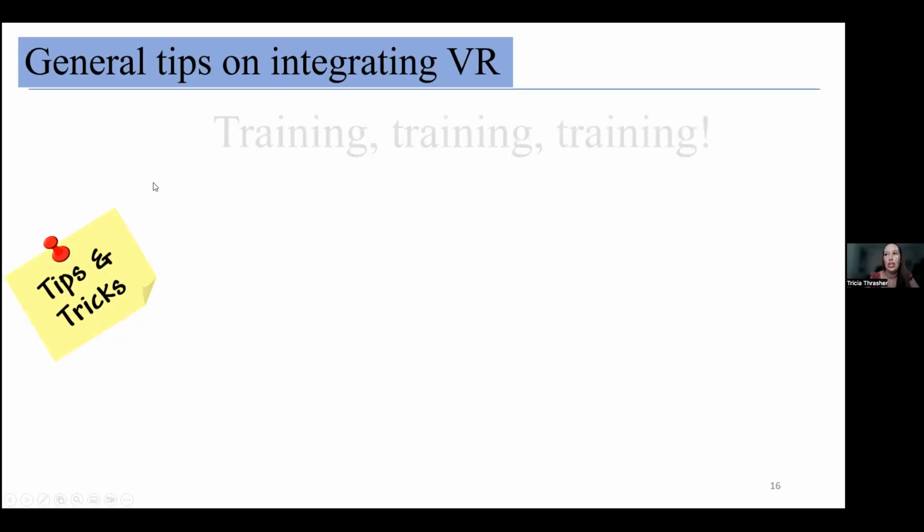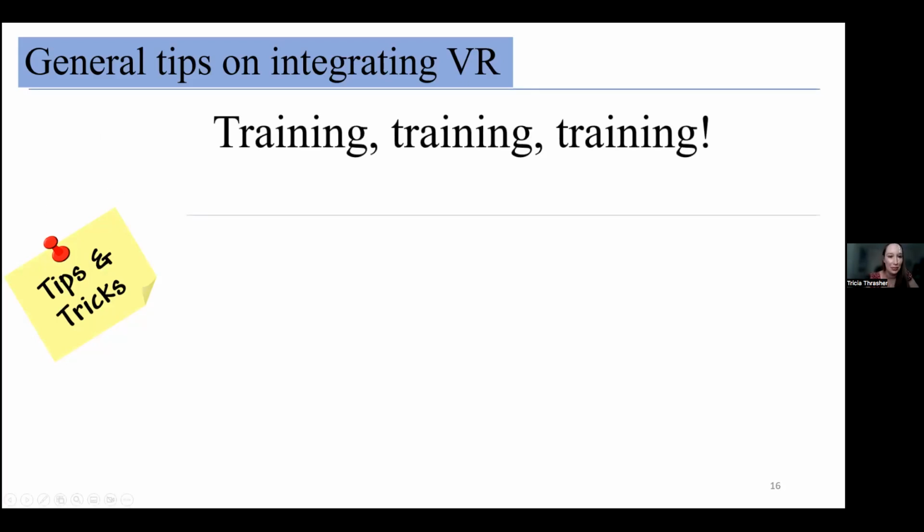So the first thing is training. I really, really cannot emphasize enough the importance of training. And this goes for training both yourself and your students to use the headsets. A lot of people I've heard say things like, oh, well, the younger generation just knows how to use this. They can come in and just put it on. That is not true. I've taught with VR a lot. It's not intuitive for everyone.